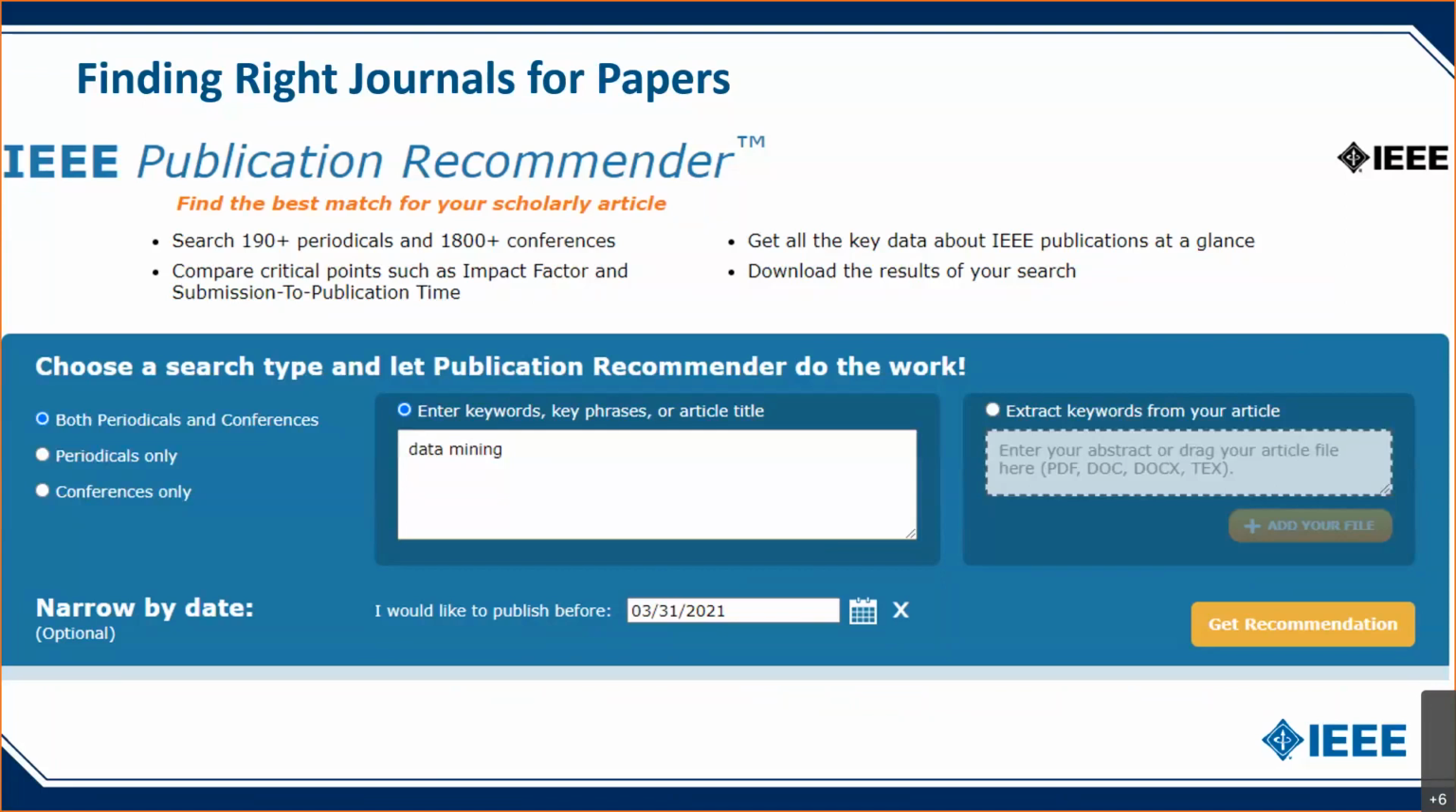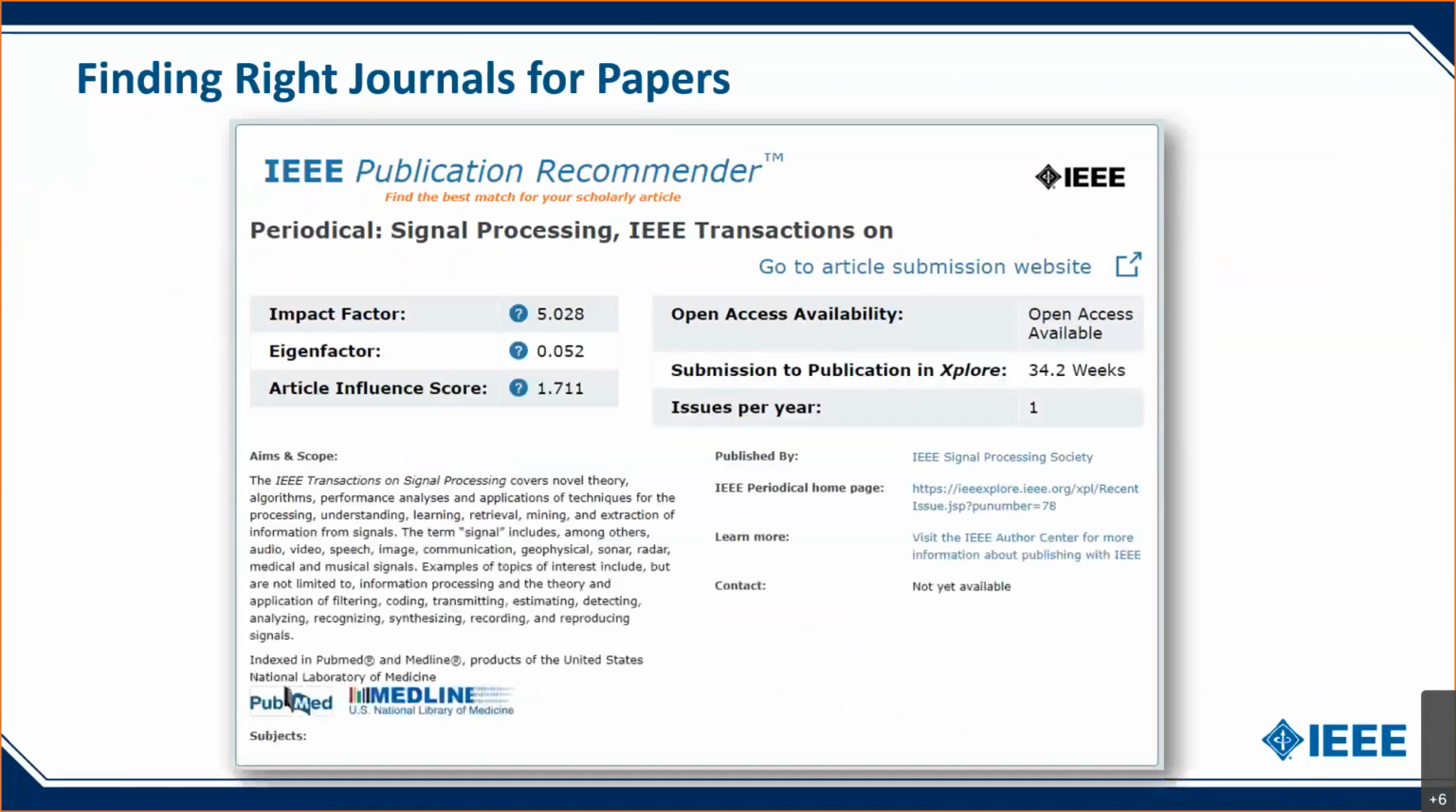So I'm looking at data mining. Also, this tool will help if you would like to publish before a certain date, say 31st of March 2021, to see which conferences fit. So I would like to publish before that. Click on get recommendation, and then the recommendations will come, and you will be able to follow the link. So this is what the IEEE Transactions on Signal Processing has. It will give you more details on this particular periodical.